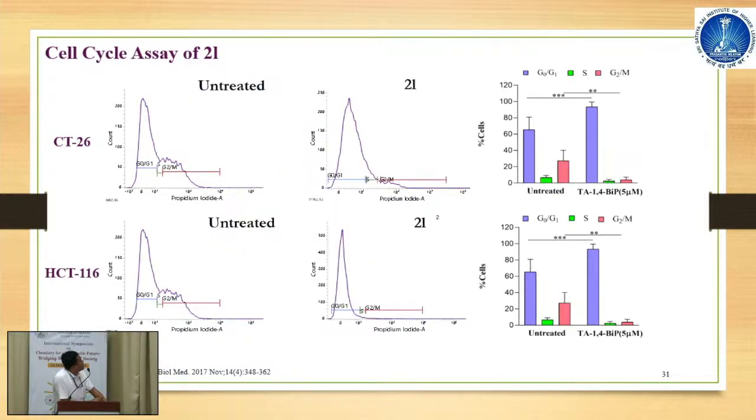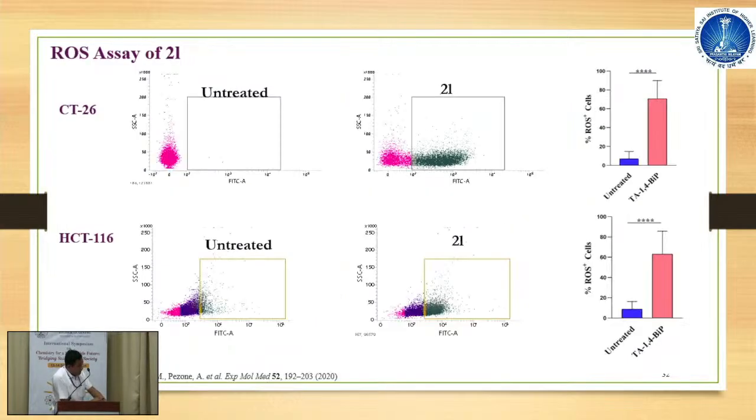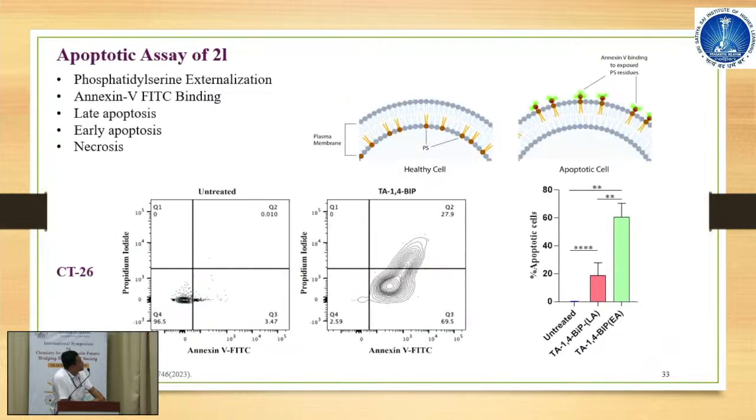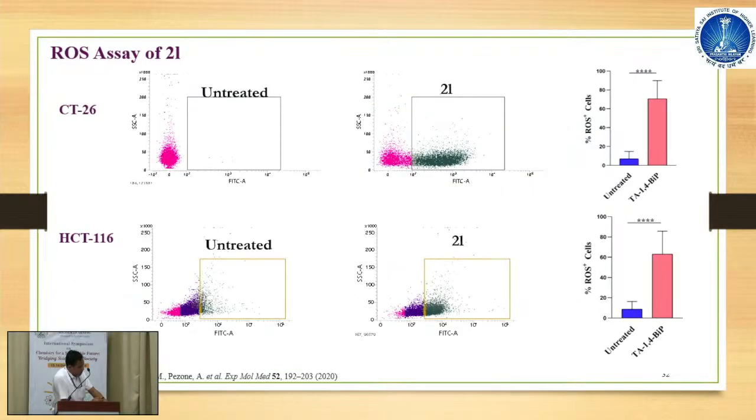In the case of the cell cycle assay, you can clearly see in CT26 and HCT116 that our compound was able to arrest the cells in the G0/G1 phase. And this is the ROS assay that I conducted for this compound, to see the mechanism of what our compound is able to do to the cells. Here you can see in the untreated there are no ROS cells, but in the case of 2L treated you can clearly see there is a larger population of ROS cells.